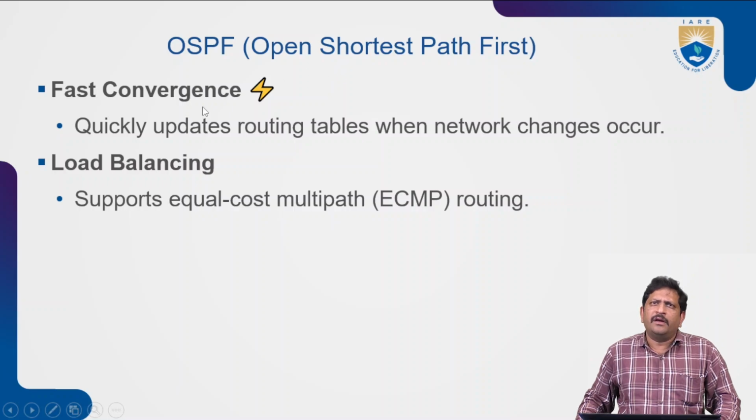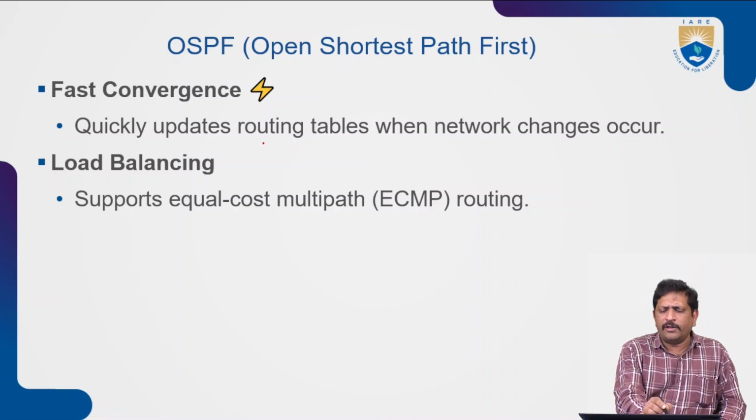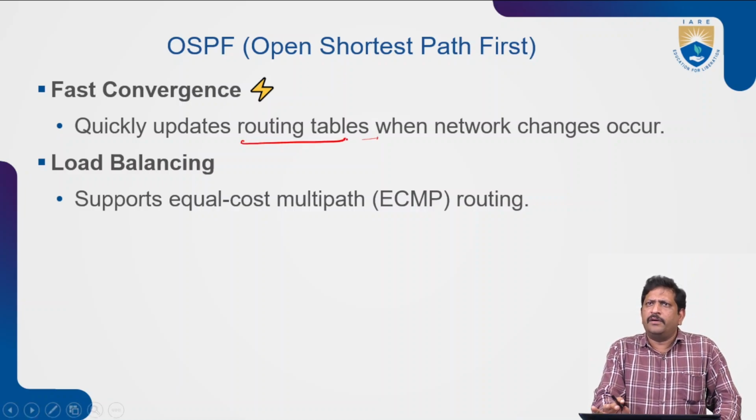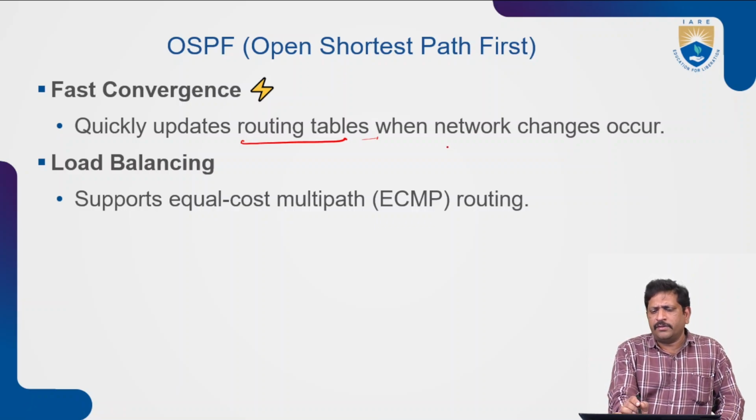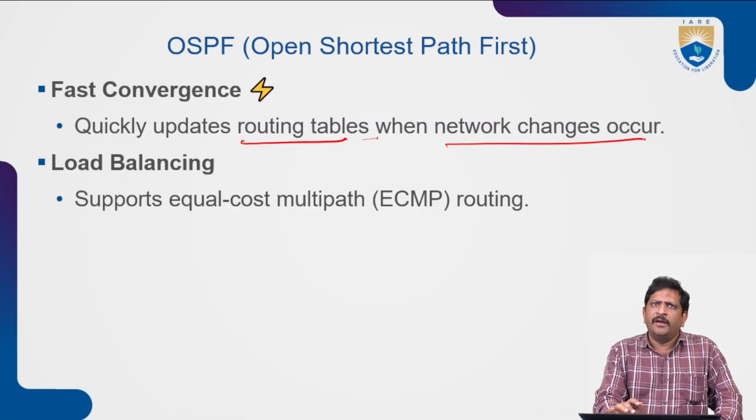So this is another feature. Why? Because the routing table can be updated very quickly. If any topology changes, or when the network changes, updates can be done immediately. By updating the topologies and the routing tables, efficient communication is possible.